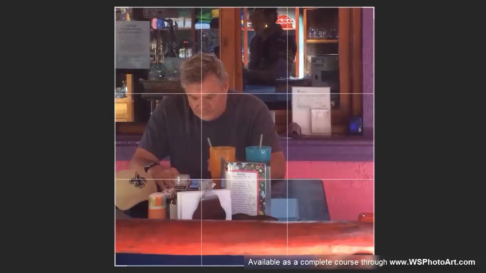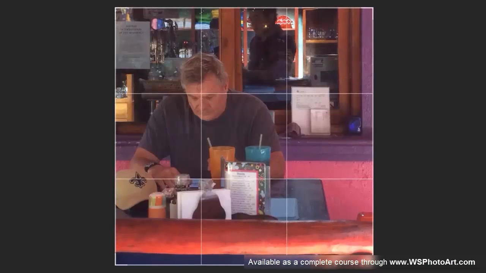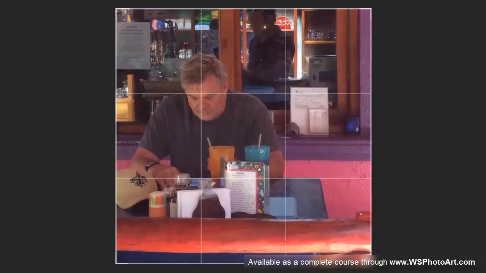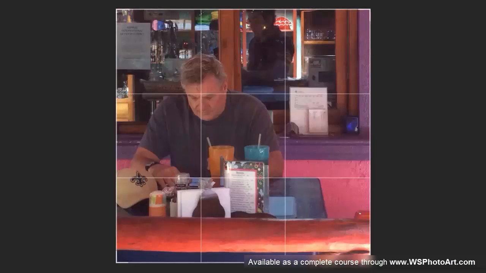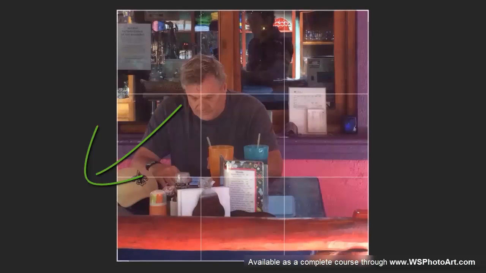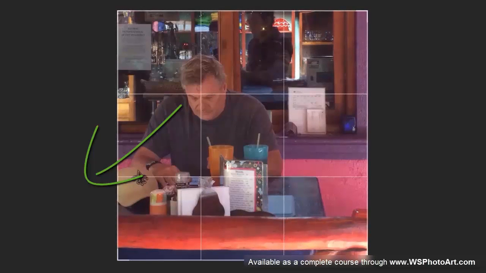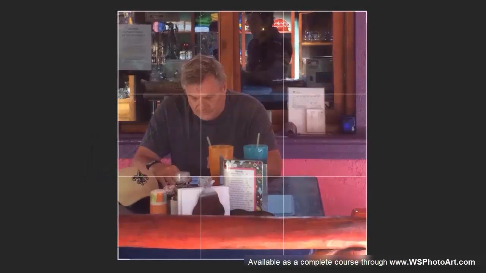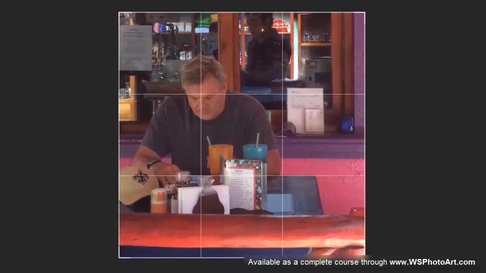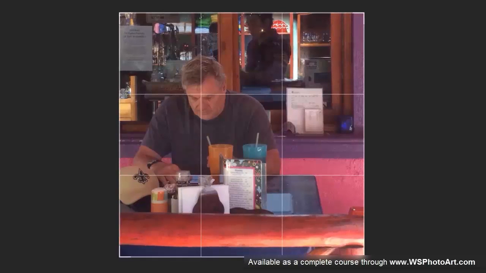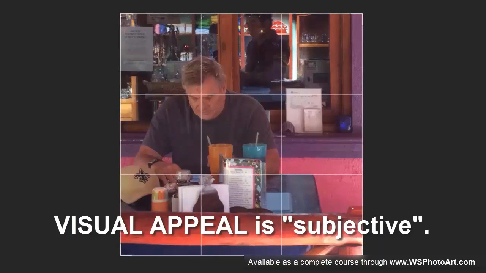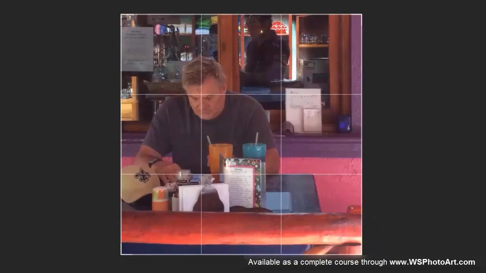Here I've moved the gentleman to the left. He's in line with that left vertical line. His eyes are still with that horizontal line at the top third. And the way he breaks the rules a little bit more is that he's looking out of the image, out of the frame, instead of into the frame. And what that does is it creates some visual tension. And to me, it creates visual appeal. I like this. And remember that visual appeal is a subjective thing. It's all about whether you like it or not.